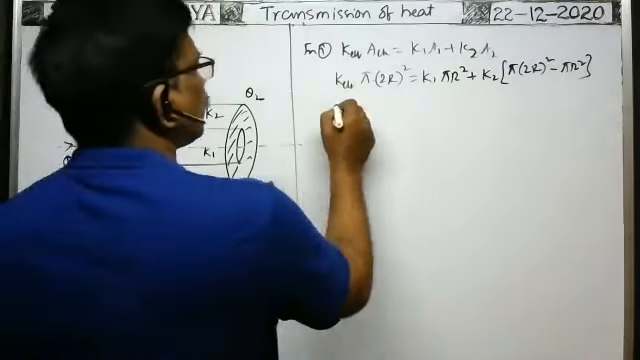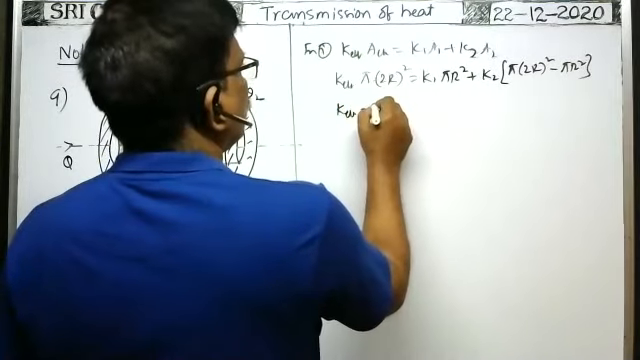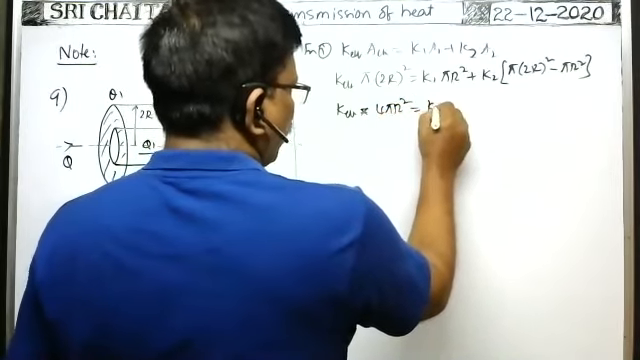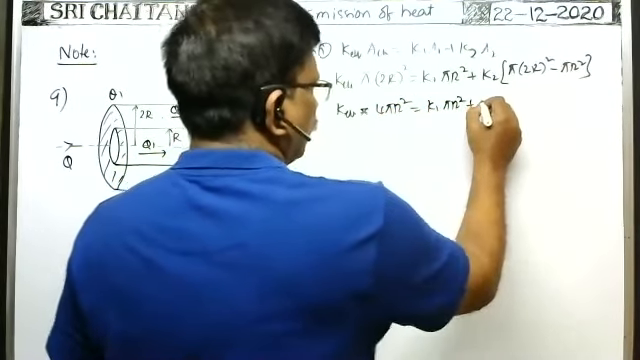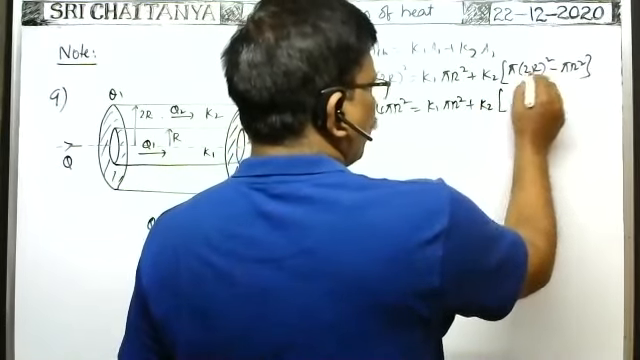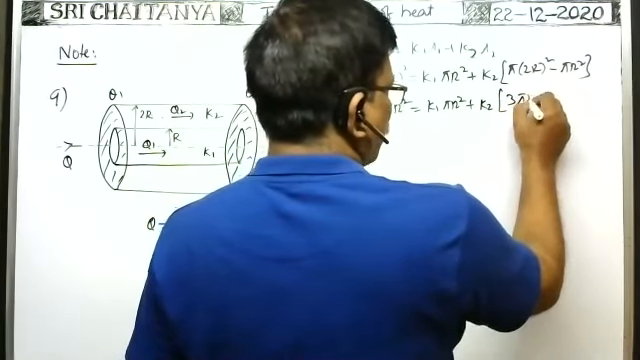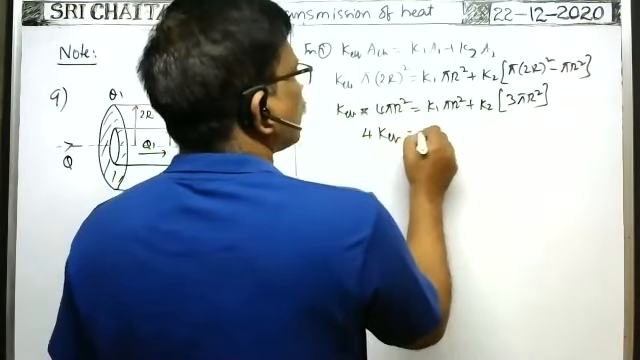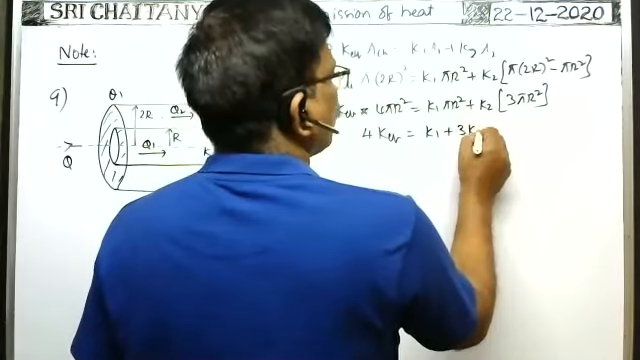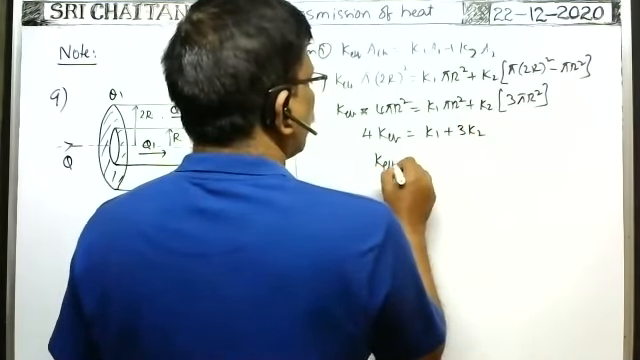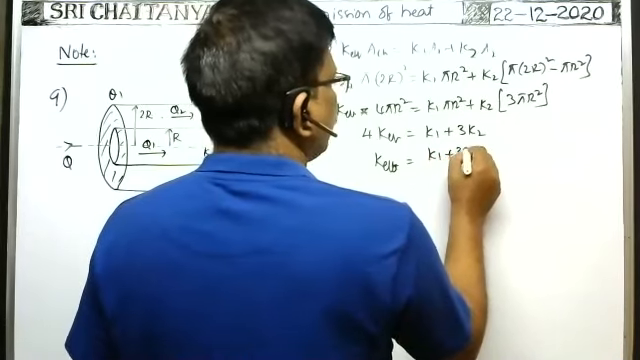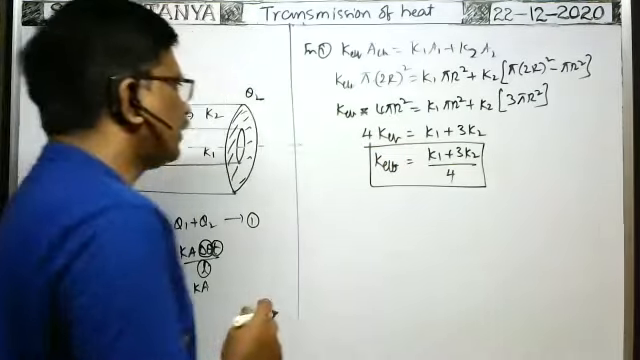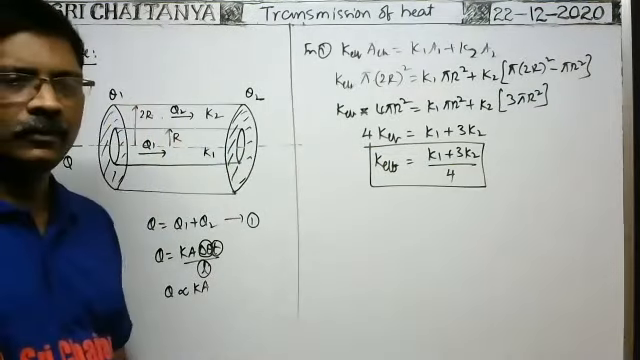So K effective into 4 pi r square is equal to K1 pi r square plus K2 into 4 pi r square minus pi r square, that means 3 pi r square. In all, pi r square can be cancelled. So 4 K effective is equal to K1 plus 3 K2, or K effective is equal to K1 plus 3 K2 whole by 4. It is the effective coefficient of thermal conductivity of the combination of the shell and the cylinder. Okay, note down.